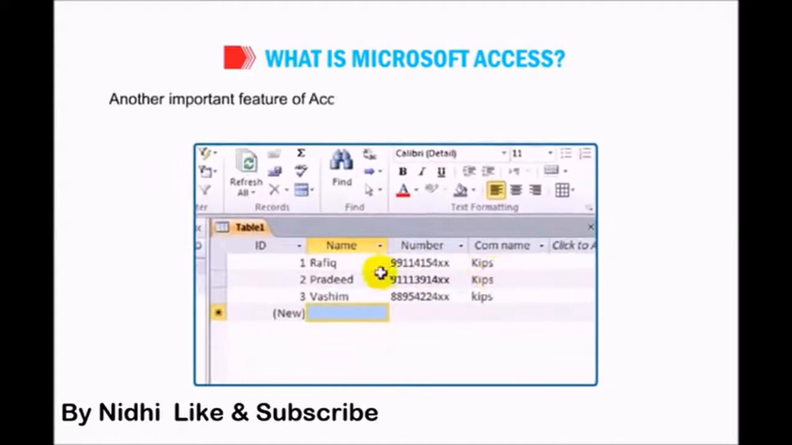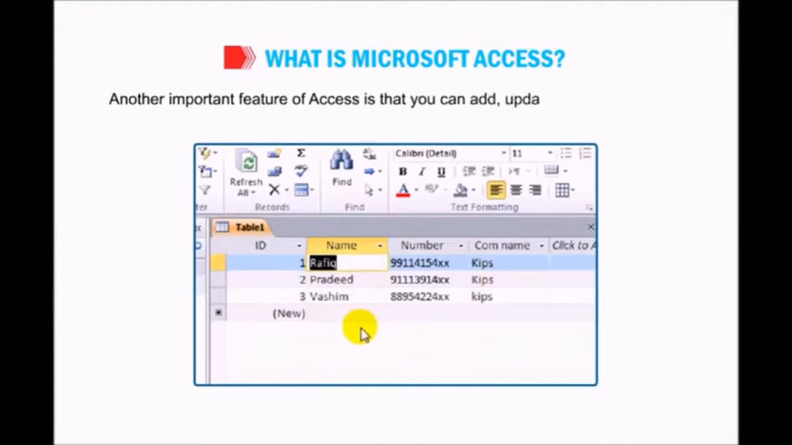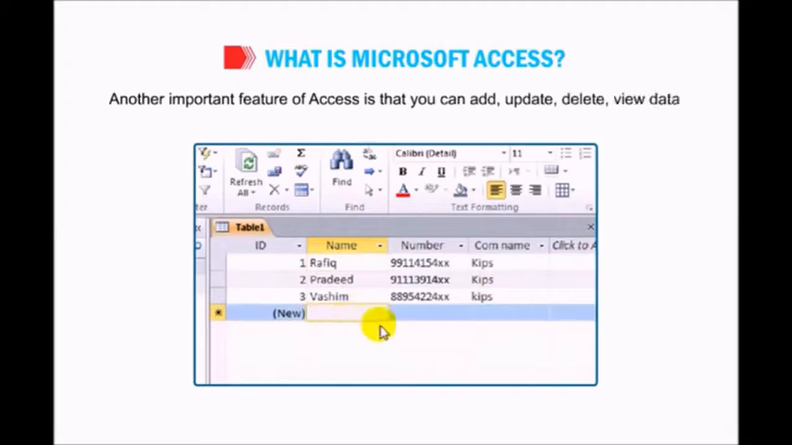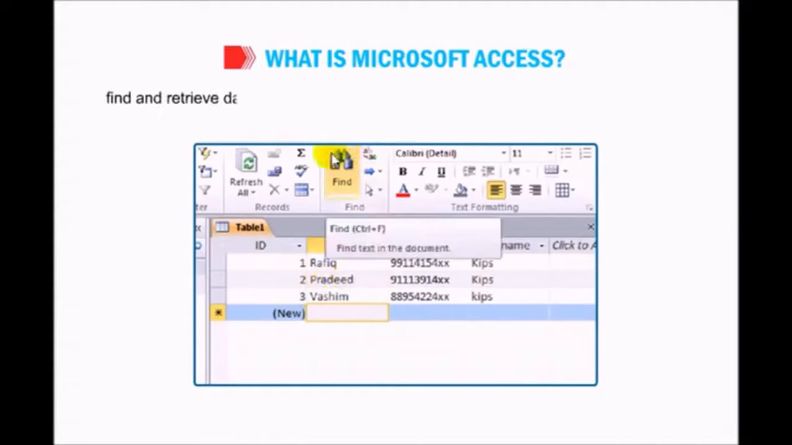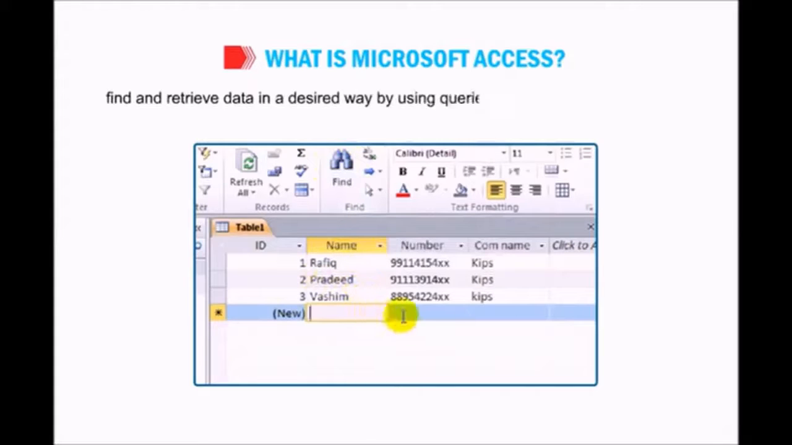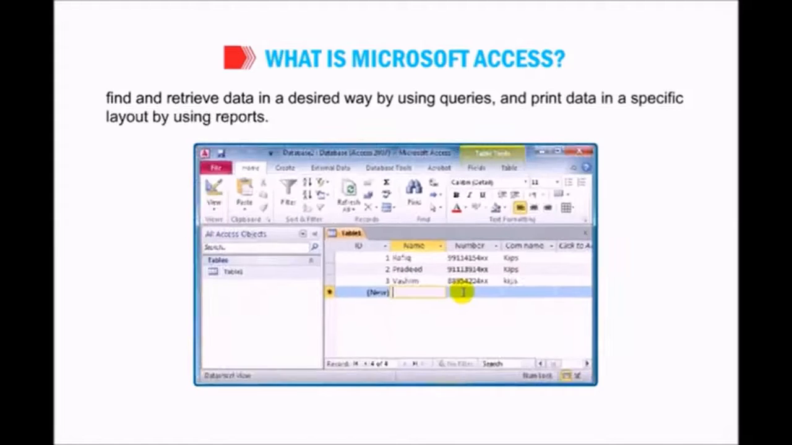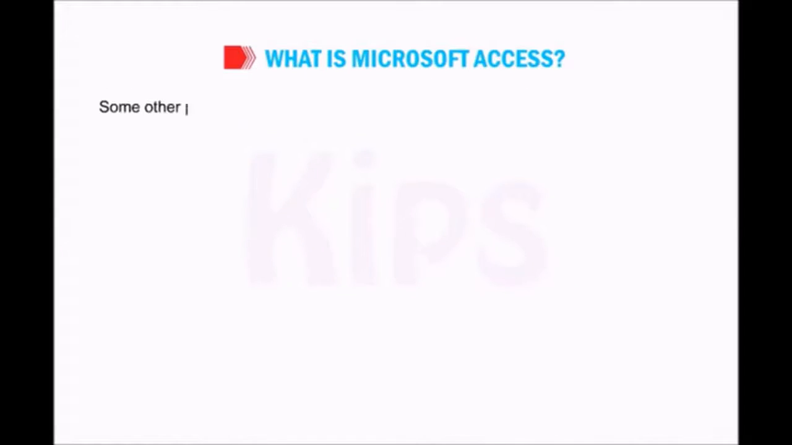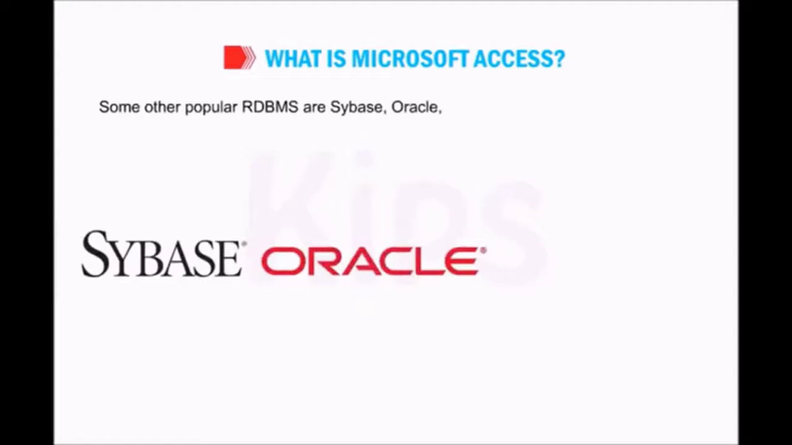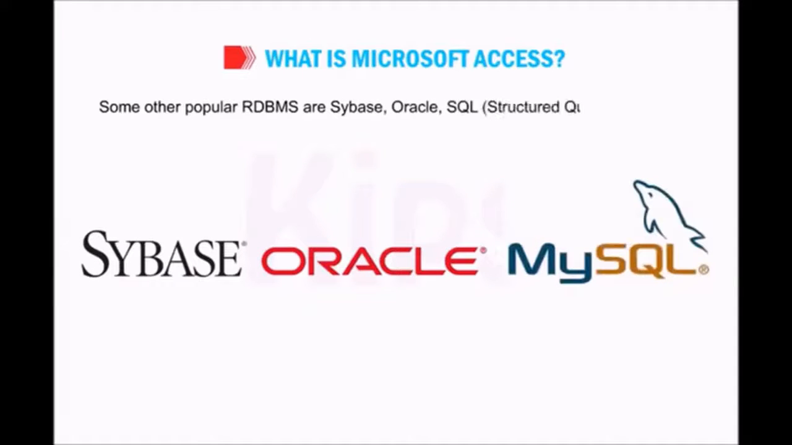Another important feature of Access is that you can add, update, delete, view data and establish relationship by using forms, find and retrieve data in a desired way by using queries, and print data in a specific layout by using reports. Some other popular RDBMS are Sybase, Oracle, SQL, Structured Query Language.